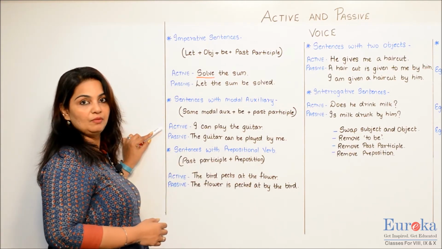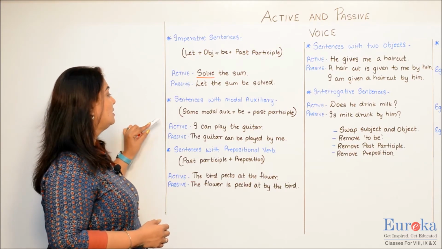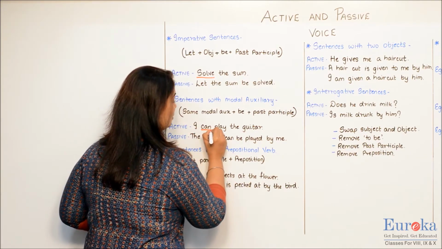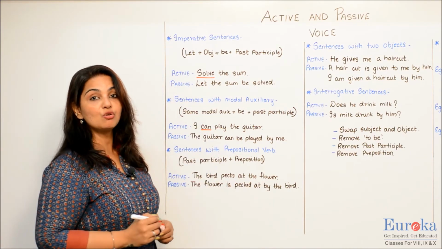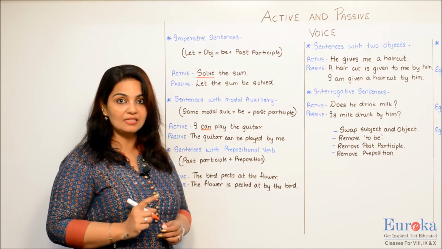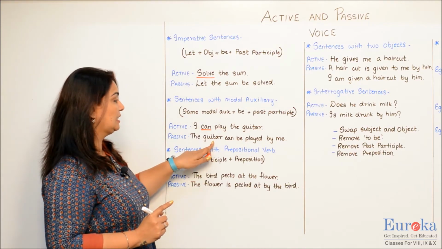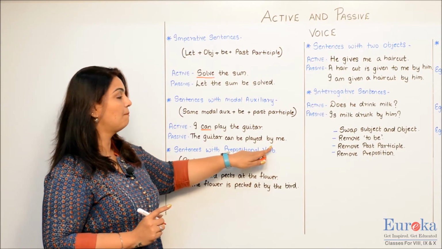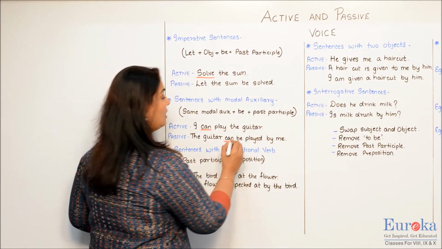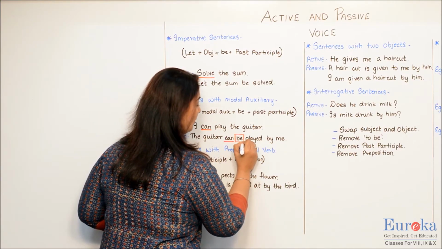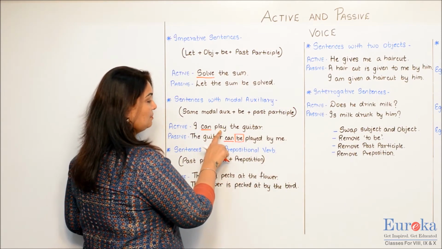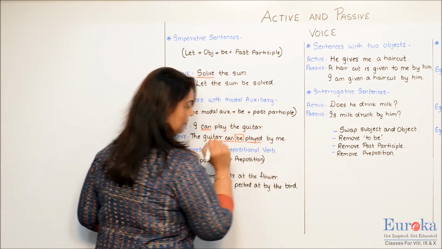Look at the example given. In the first one that is told to you is, "I can play the guitar." Over here, can is your modal auxiliary which shows ability. So when we convert this active sentence into a passive sentence, it will be, "The guitar can be played by me," retaining the same modal auxiliary, adding be and using the past participle of the base verb, that is play, turns to played.